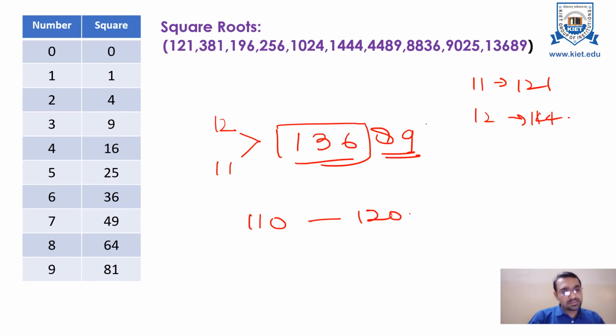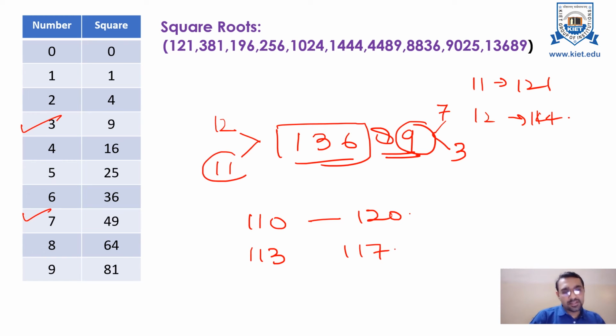Now we will try to predict the unit digit. So here is the 9. How will you get the 9? You can get the 9 by squaring 3 or by squaring 7. So the possible square roots may be 113 or 117.